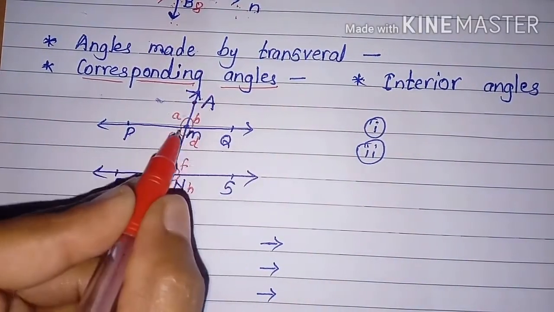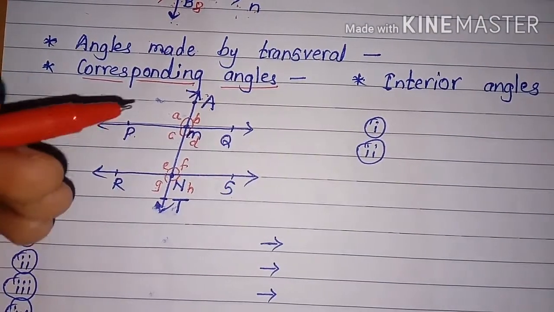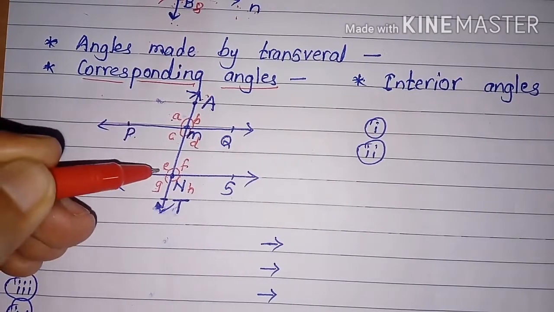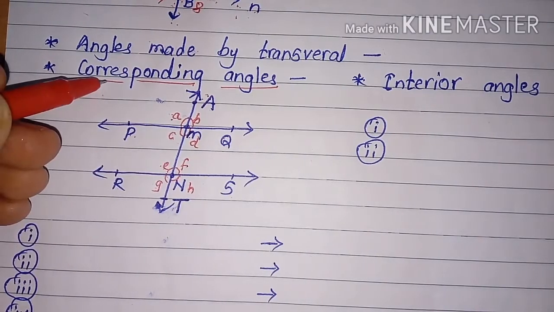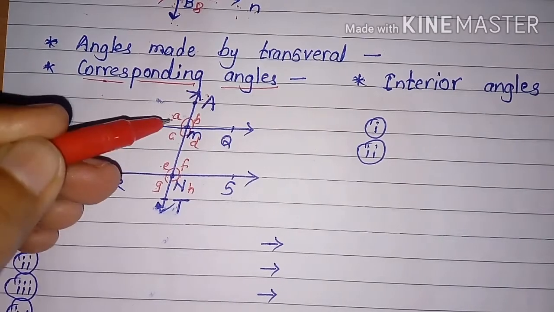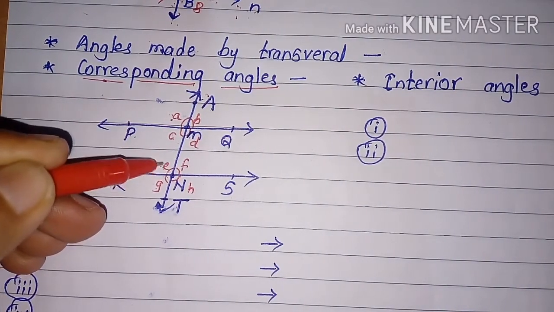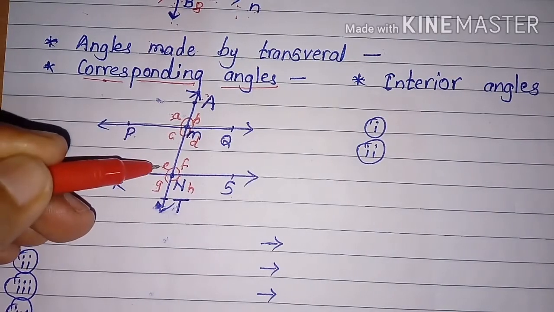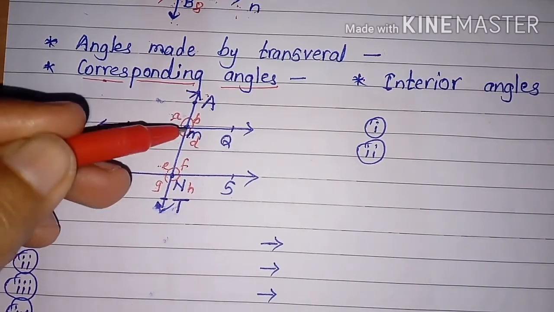And then we will see the 3-letter naming. So first of all, corresponding angles. See, this angle A corresponds to angle E. And these corresponding angles are congruent. Suppose angle A is 90 degrees, then angle E is also 90 degrees. Suppose angle A is 60 degrees, then angle E is also 60 degrees. So corresponding angles are congruent with each other.